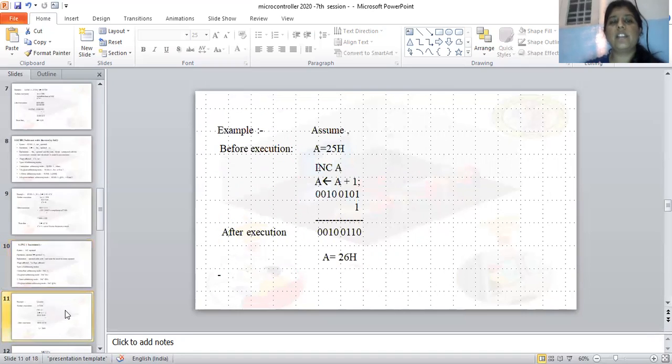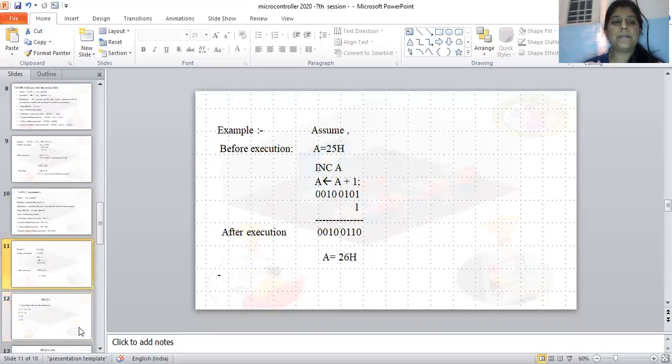Consider an example for the above instruction. Consider INC A, where we assume that A is equal to 25H. So after execution of this instruction, 25H should become equal to 26H. Further, add 1 to the accumulator content. After adding 1 to the accumulator content, it will become 0010 0110. Therefore, the 26H data will be stored, or copied, into the accumulator register A.